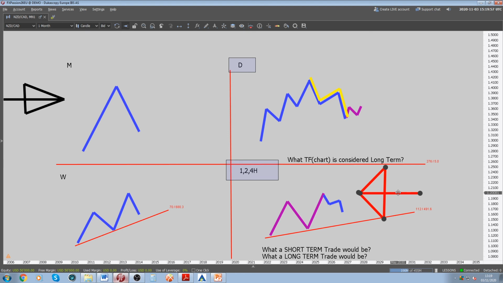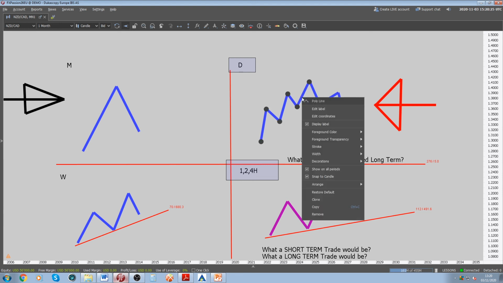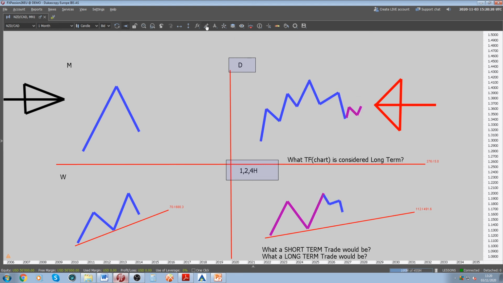Okay, time is passing, so the daily, right? The daily. Okay, now what is the daily telling me? Is it long term long or long term short? Okay, I'm going to give you the answer because time is moving. Something like this, right? Something like that.